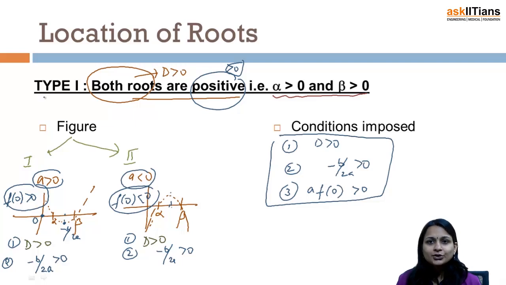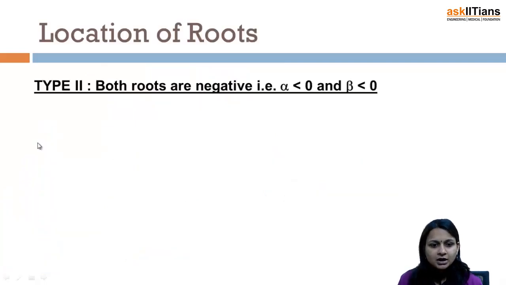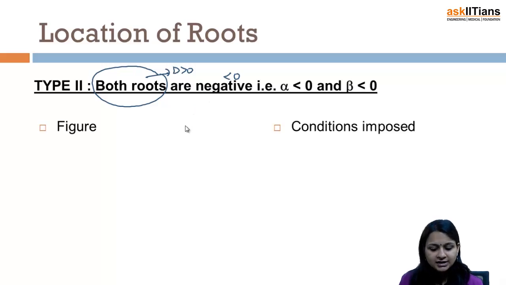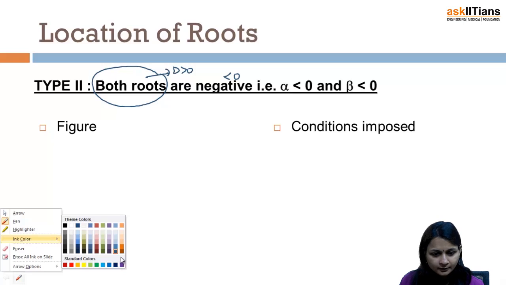Okay. So, next let's come to the next type. In the next type, we have both roots negative. So, both roots means D is greater than 0. Negative means both of them would be less than 0. So, alpha is less than 0 and beta is less than 0. Let's see how we will be drawing the figure and imposing the conditions.